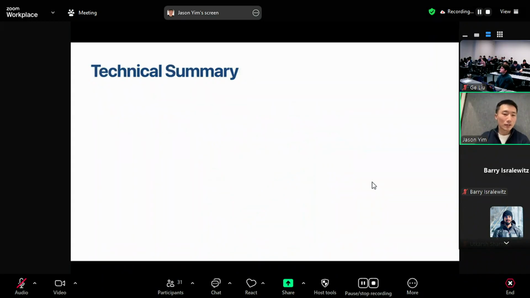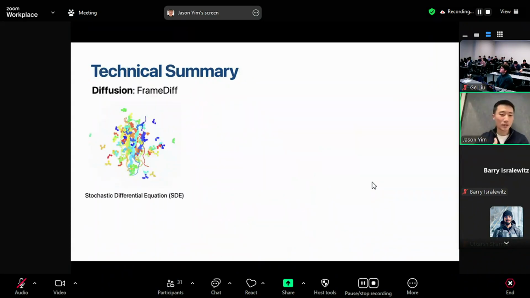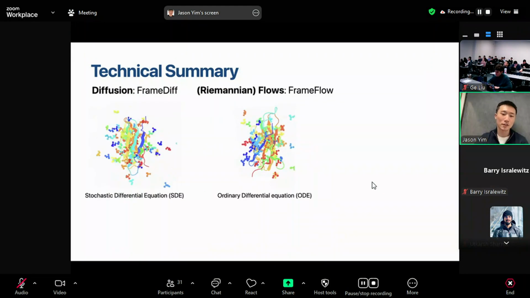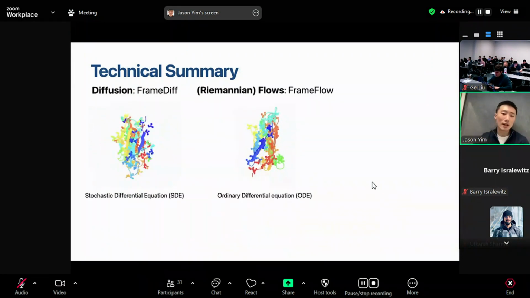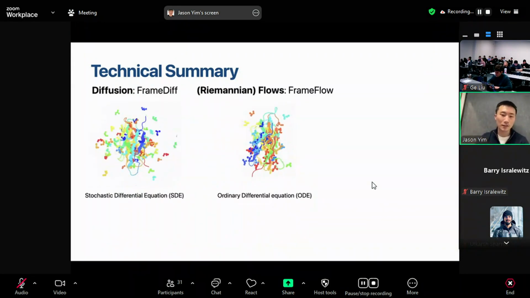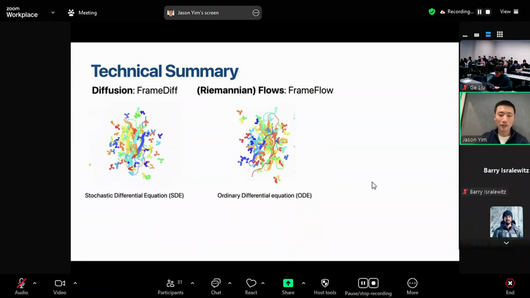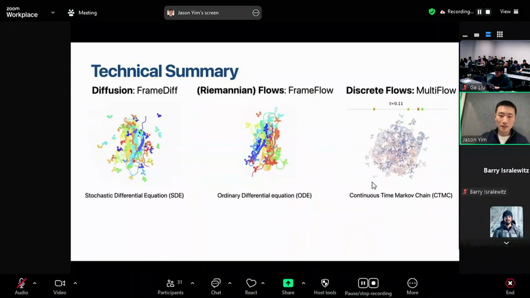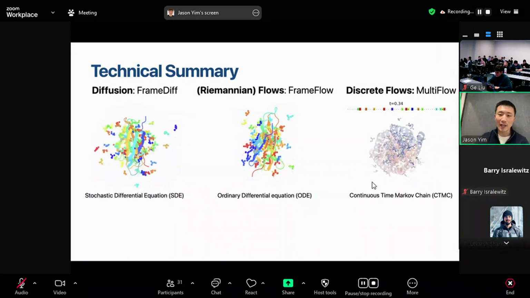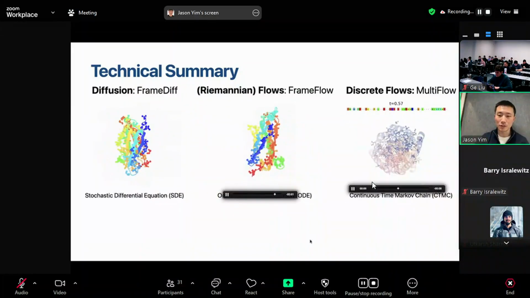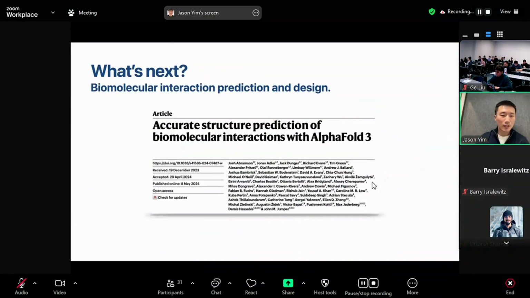So, technical summary: I discussed FrameDiff, which is this diffusion approach to structure generation. There's FrameFlow, which is flow matching over the Riemannian SE(3) space. And then this discrete flow with MultiFlow, where now you can do both sequence and structure flows. And so the outlook on top of this foundation model, general purpose modeling, is what's next.